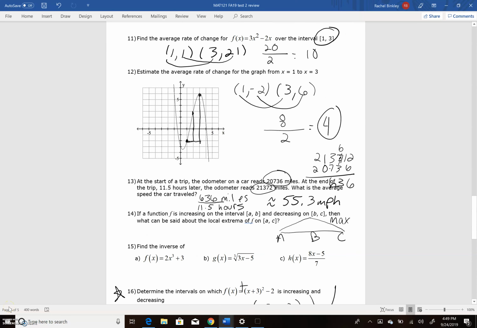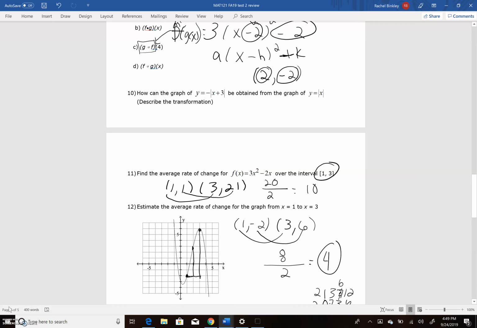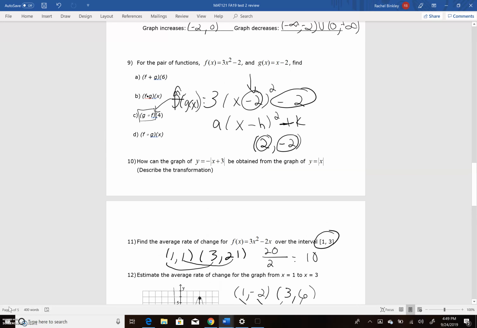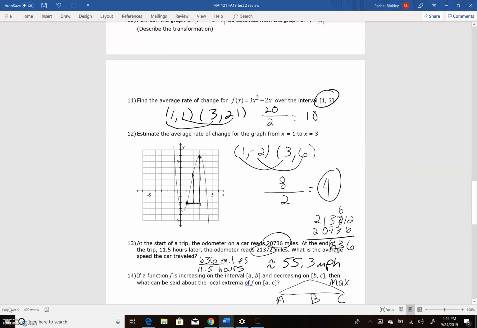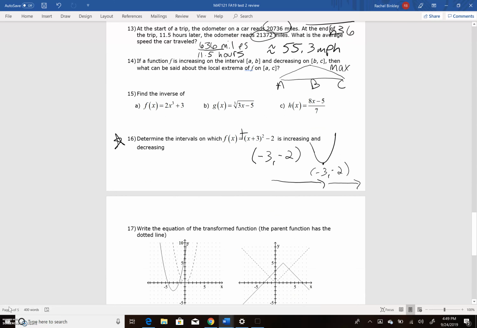All right, where did we leave off? I don't want to not get one. Okay, transformations. We're going to do that after we do inverse functions.